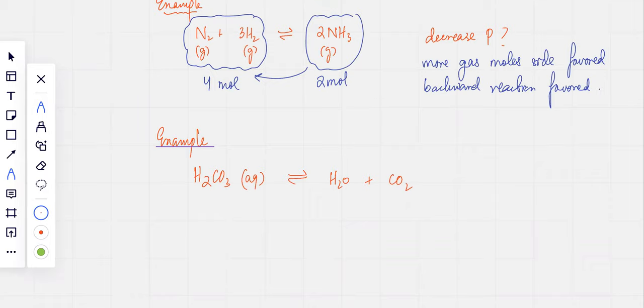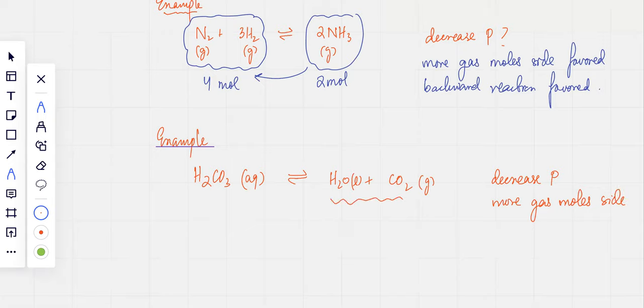Now, simultaneously at the same time, this one is obviously a liquid and CO2 is a gas. So when I open a bottle of, let's say, Coke, what I'm basically doing is decreasing pressure, right? So if you decrease pressure, what would happen? More gas mole side would be favored. Which in this case is which side, forward or backward? Forward.